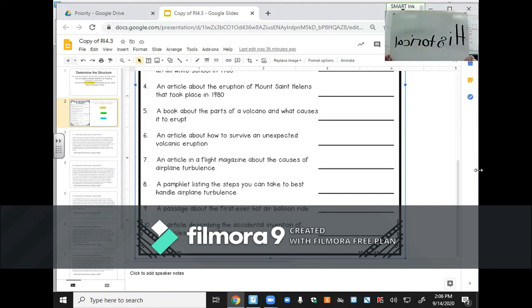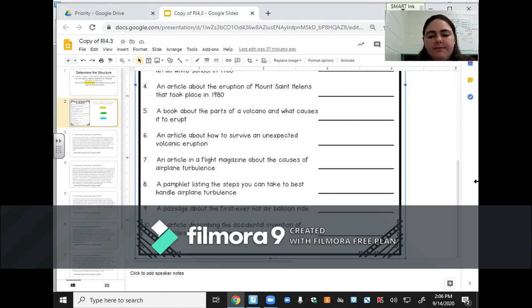If you guessed historical, you'd be correct because that's an event that happened. It's telling us the story is about the first person who ever rode a hot air balloon. Great job. All right, look at number 10, an article describing the accidental invention of popsicles by Frank Epperson.